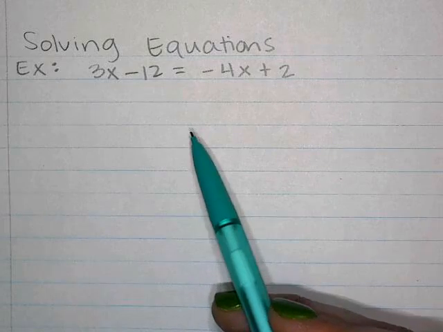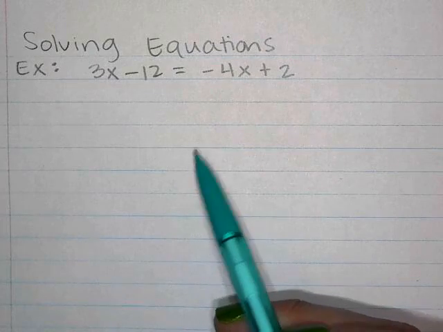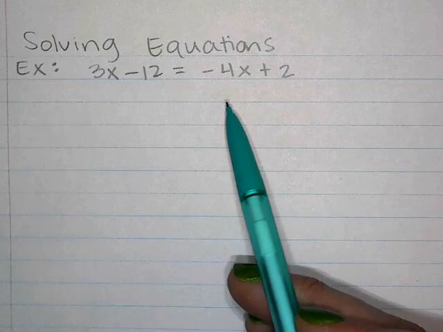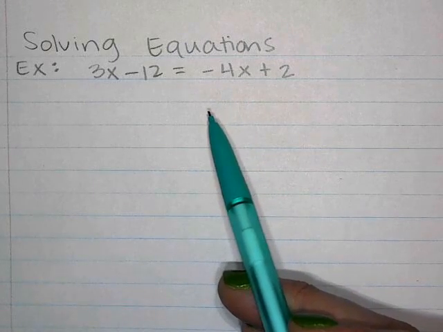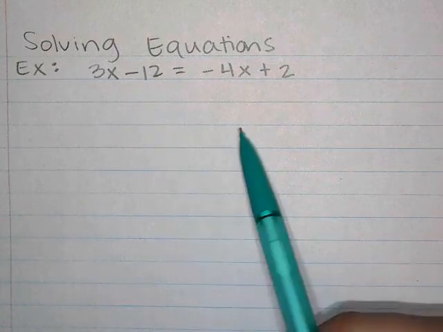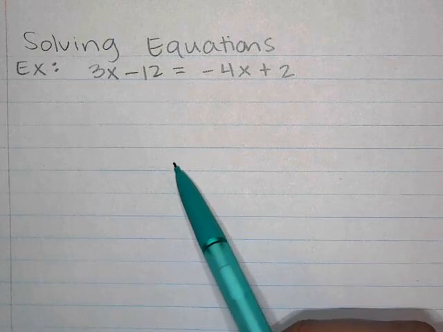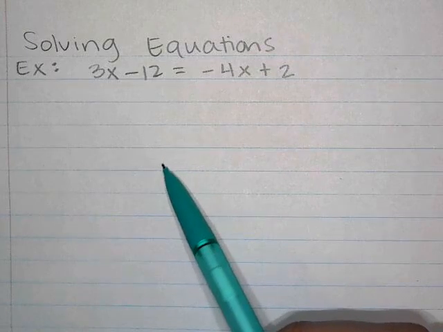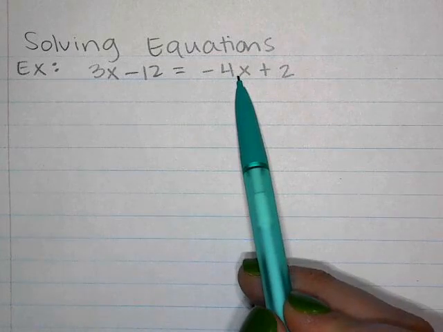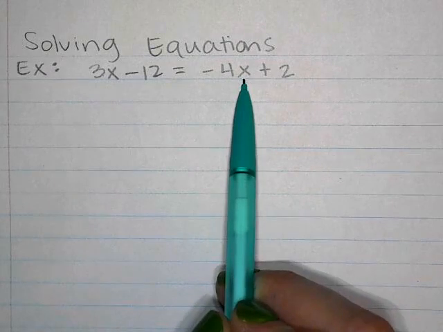So our goal is to get the variables on one side, the numbers on the other side. Would you guys like to move the x's first, or would you guys like to move the numbers first? Move the x's, okay. Do we want to move the x's all to the left side, or to the right side? Right side. Okay, so if we want all the x's to end up on the right side, then we're going to take the 3x and we're going to move it over to the 4x.